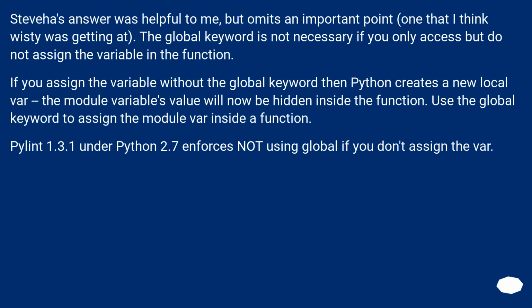Steva's answer was helpful to me, but omits an important point, one that I think Wisty was getting at. The global keyword is not necessary if you only access but do not assign the variable in the function. If you assign the variable without the global keyword, then Python creates a new local var. The module variable's value will now be hidden inside the function. Use the global keyword to assign the module var inside a function. Pylint 1.3.1 under Python 2.7 enforces not using global if you don't assign the var.